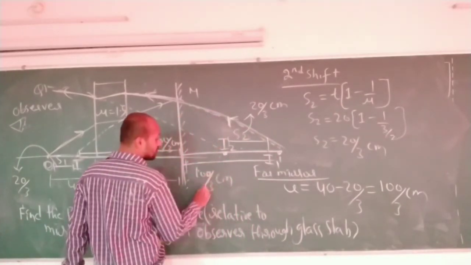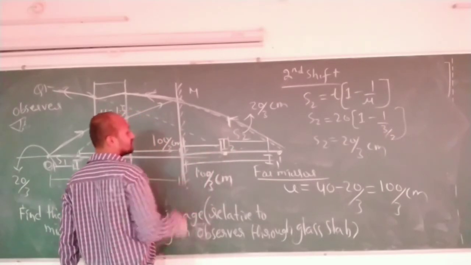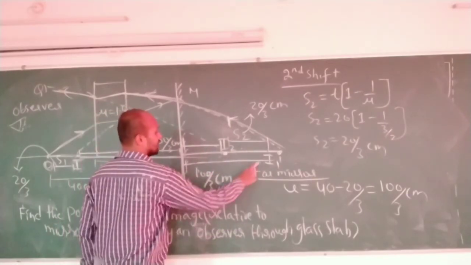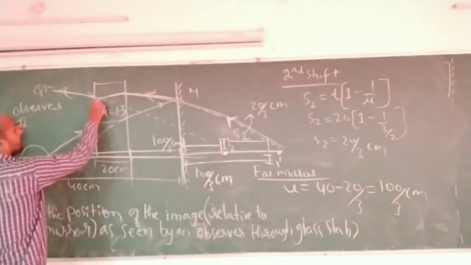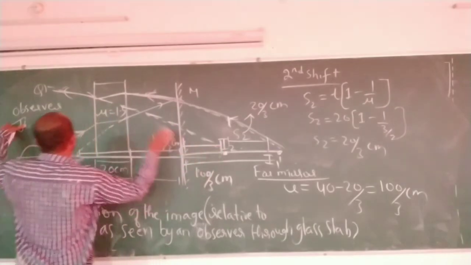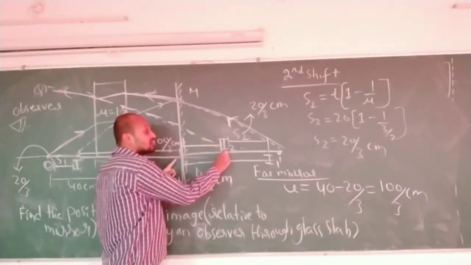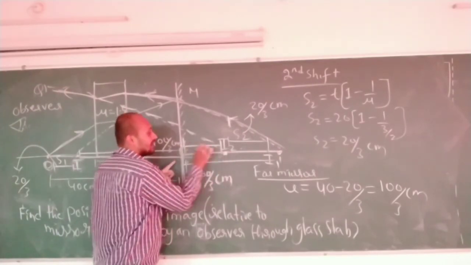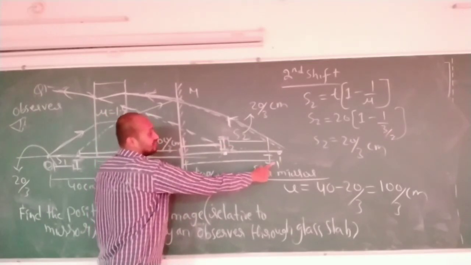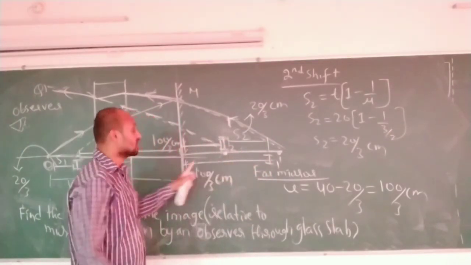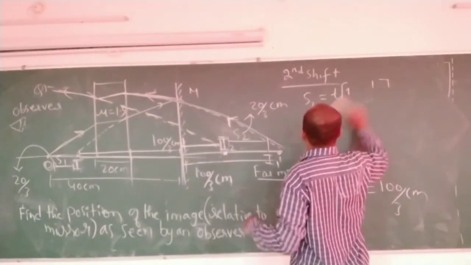Now, if this is 20 by 3, what will be this distance? This is 20 by 3, this is 100 by 3. So this is the position of the final image as seen by an observer. You have to calculate the position of this image relative to the mirror. That is why you need to calculate this distance. This is 100 by 3 centimeter, this is 20 by 3 centimeter. So how much will this distance be? 80 by 3 centimeter.